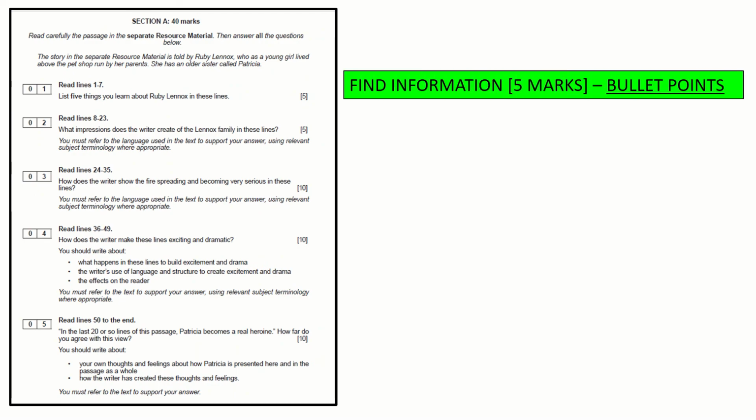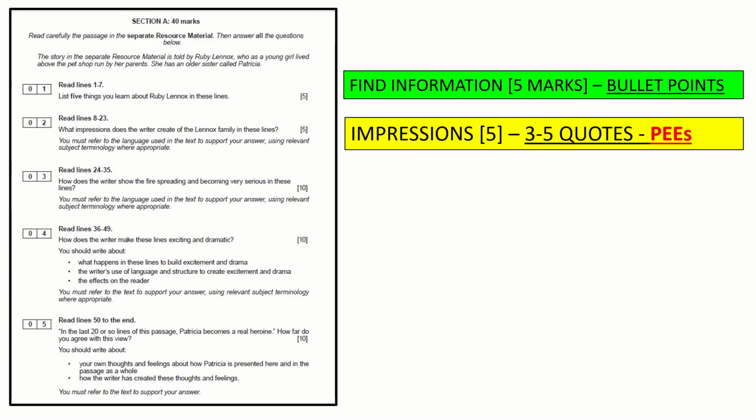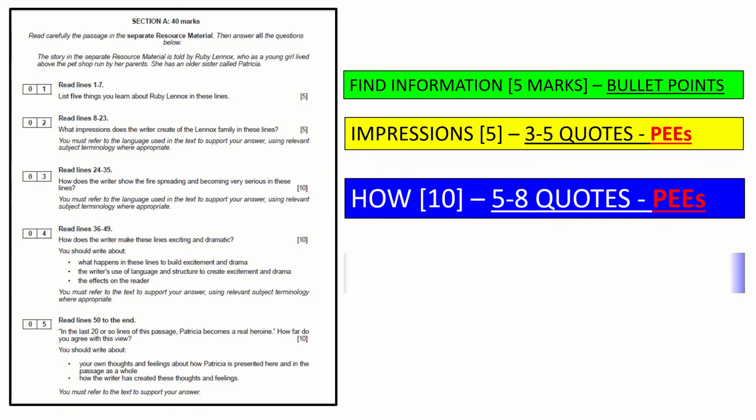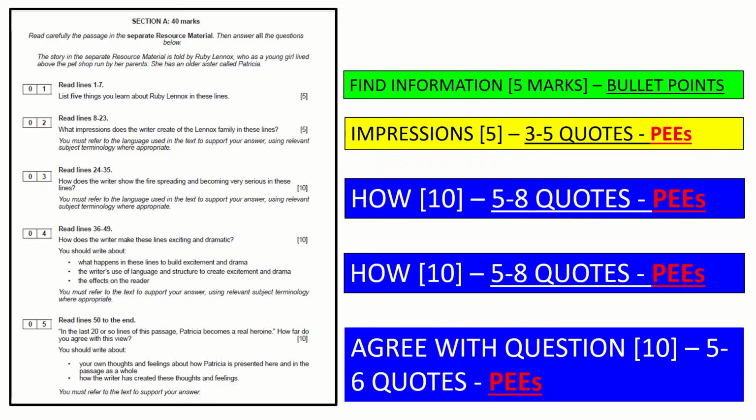One is the easy information retrieval. We've got an impressions question. We've got 2 how questions. And we've got the evaluation at the end, which is, do you agree? To be perfectly honest, the first question is the easy one. All the other 4, you're looking at the same thing. You're trying to figure out why a writer has chosen certain words. So writer's intent, writer's technique.